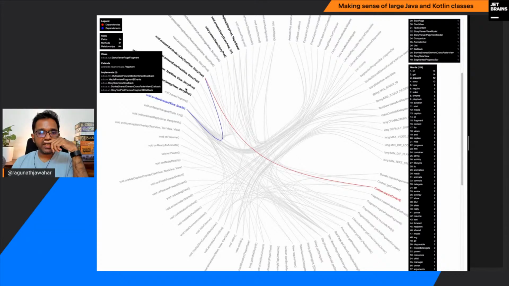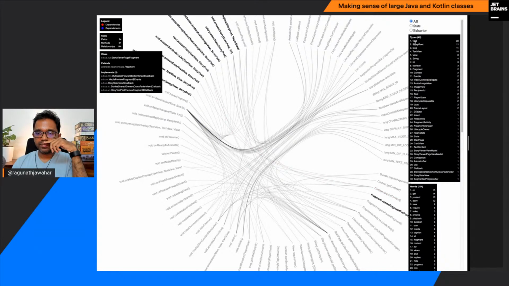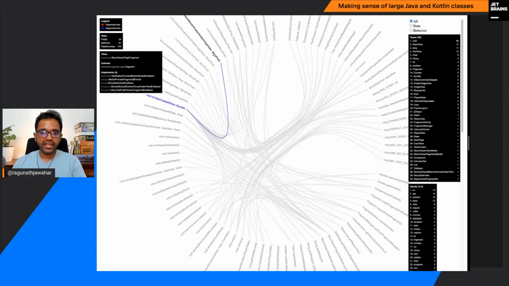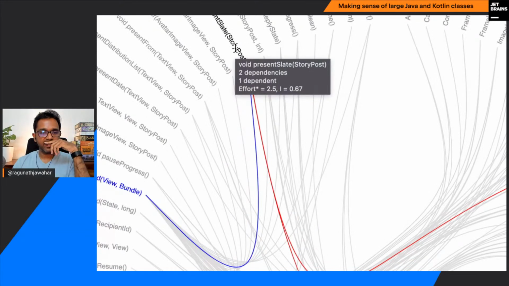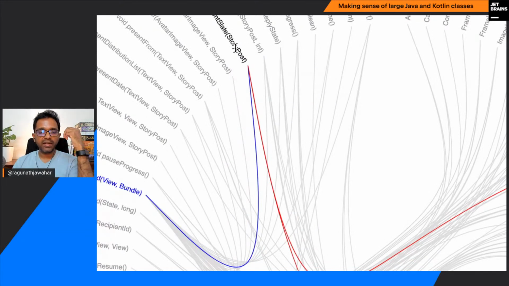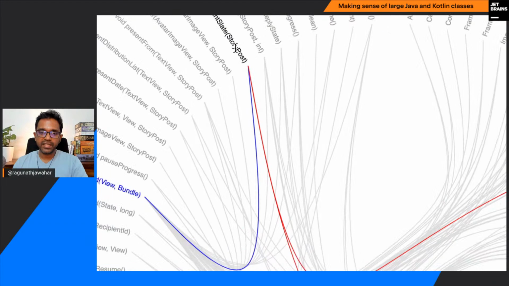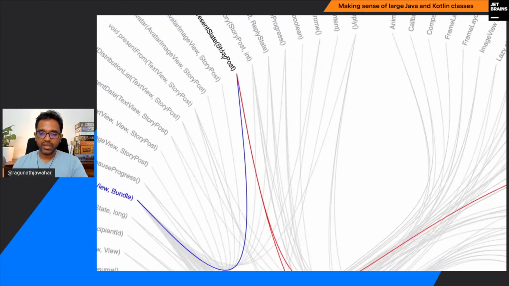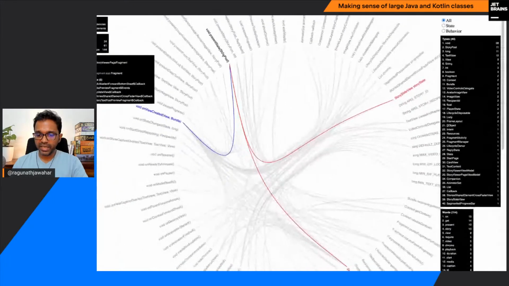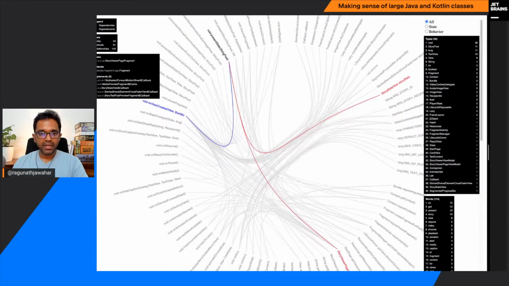The other thing that you notice is when you highlight on one of these things, you would see there are blue lines and there are red lines, right? So a blue line essentially means that someone is depending on you, like someone requires you. Those are your dependents, and the red ones tell you your dependencies. These are the things that you require. Say for example, present slate requires both story slate and story view page fragment.